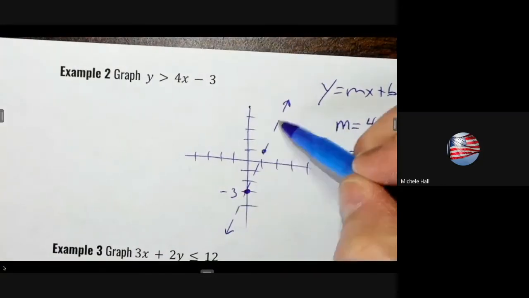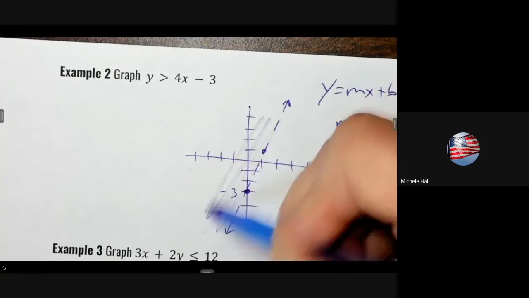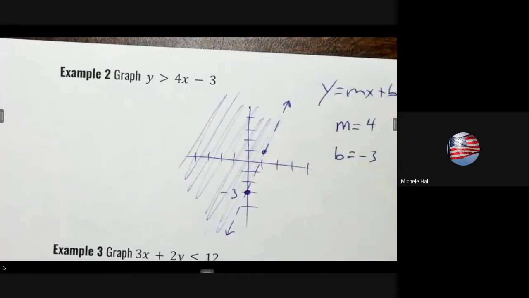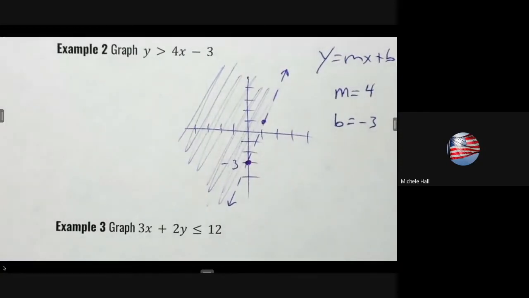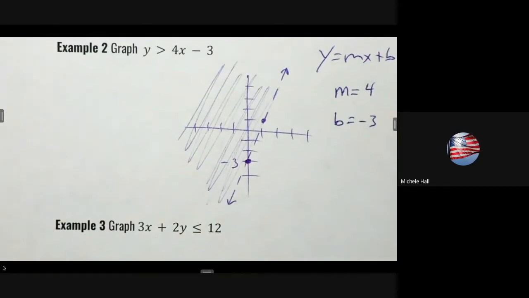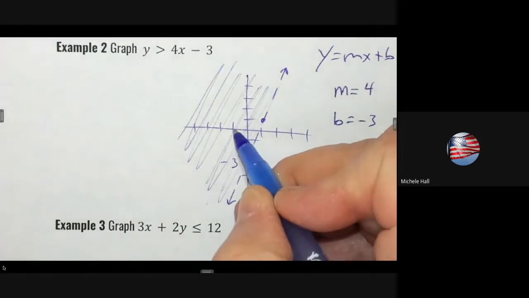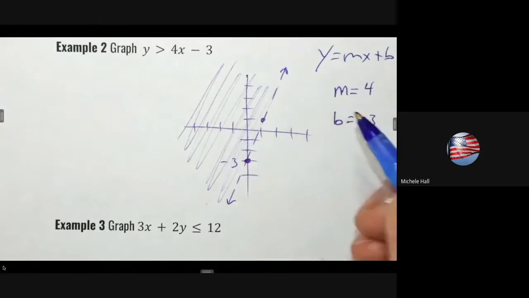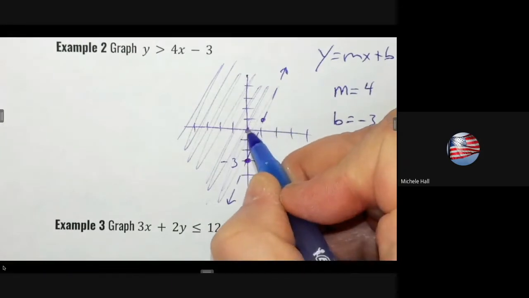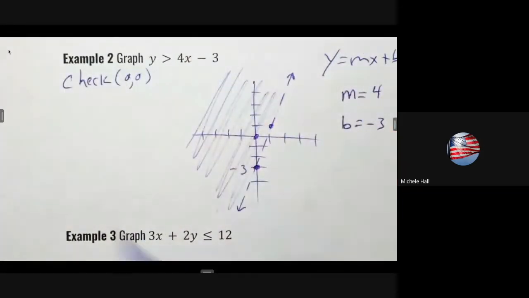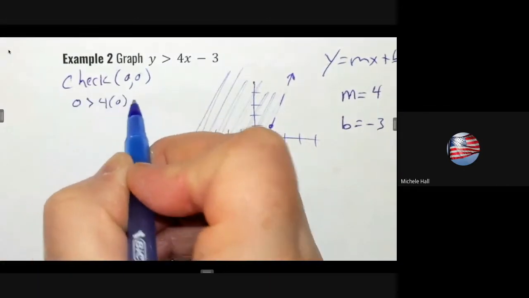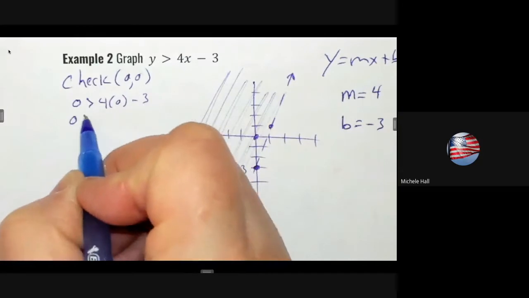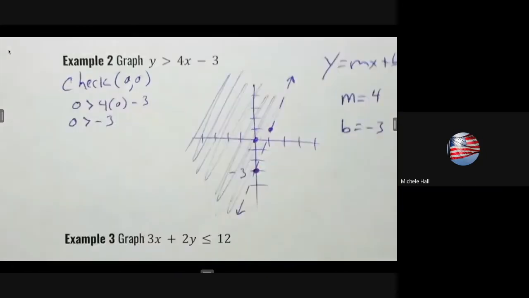So that means that this is where you're going to find an infinite number of solutions that I could use in the inequality. I'm going to choose a point over here to make sure that it works. Let's go with 0, 0. We have y is 0. 4 times 0 minus 3. 0 is greater than negative 3. That's true.